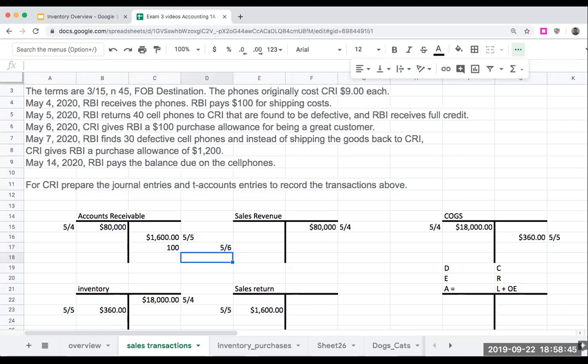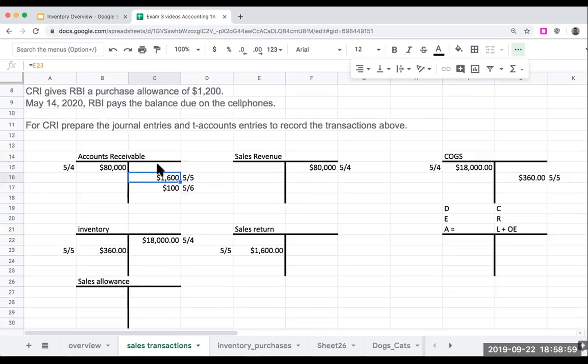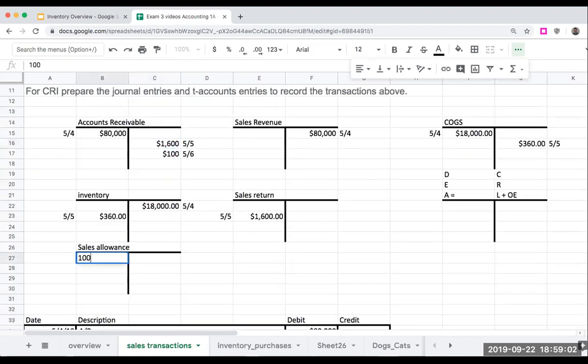And this is going to be on 5/6. They don't need to pay us $100, but they're not returning any inventory. I'm just giving them an allowance. I'm telling them, hey, you don't have to pay me this $100. So I'm going to do a sales allowance for $100 on May 6th, and that's how I record it. A sales allowance is a contra revenue account. Remember, I can never debit sales revenue once I initially record it. I use these contra revenue accounts.